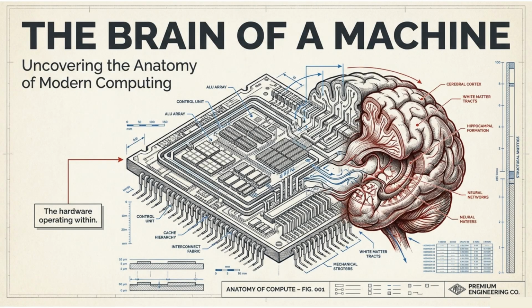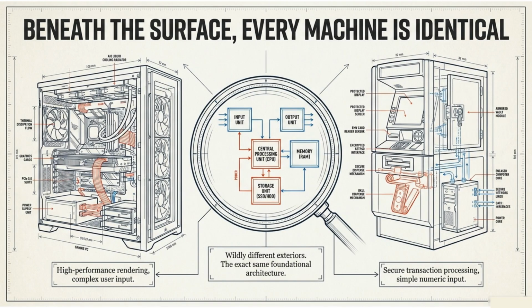Welcome to the brain of a machine, uncovering the anatomy of modern computing. This video will explore the digital anatomy that drives modern machines, from the smallest transistor to the most complex system. Despite their vastly different appearances, like a gaming PC or a transaction machine, every computer shares the same foundational architecture. At the core are the input, output, CPU, memory, and storage units.